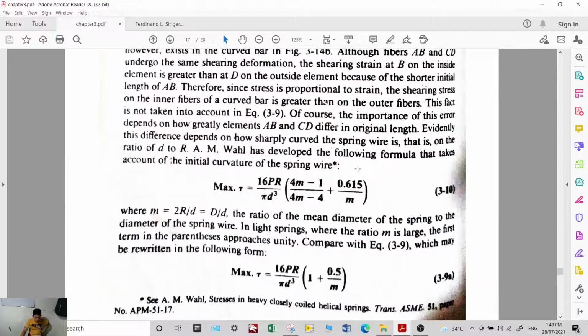The equation for torsional shearing stress is this, no? You have 16PR over pi d cubed times (4m minus 1) over (4m minus 4) plus 0.615 over m. Okay, so what is the unknown here?